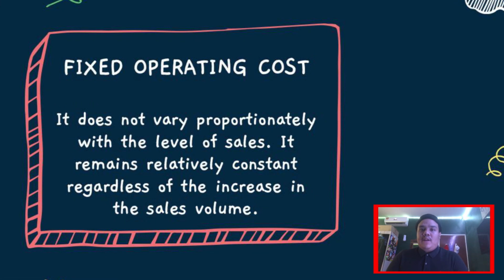I want to talk a little bit about chapter 6, which is operating leverage and break-even analysis. Start with what are fixed operating costs. Fixed operating cost does not vary proportionally with the level of sales. It remains relatively constant regardless of the increase in sales volume.